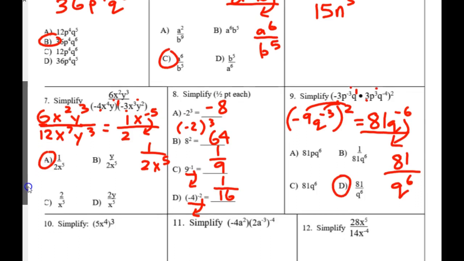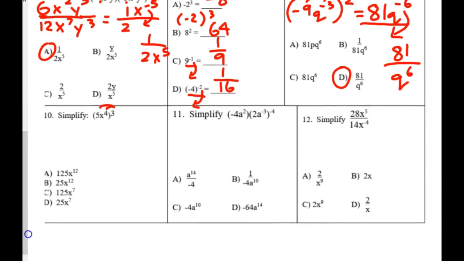So negative 9 gets squared, and then this power gets multiplied. Negative 9 squared is 81. And then q to the negative 3 to the 2nd power. Negative 3 times 2 is negative 6. So I'm going to bring that down. So it's 81 over q to the 6. Cool.